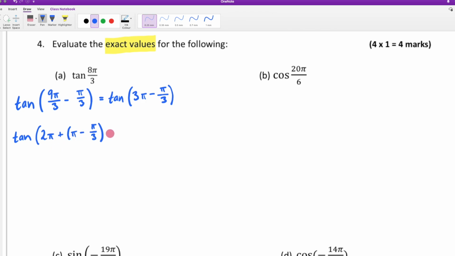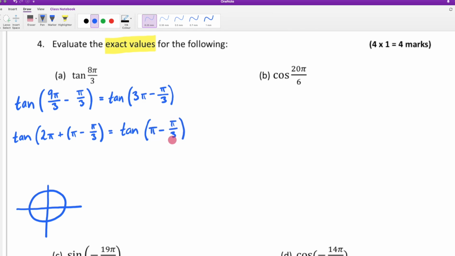The reason why I've done that is so you can appreciate the fact that if I were to have a unit circle, going 2 pi just takes me back to the beginning. Going 2 pi around simply takes me all the way back to the beginning. So I'm starting here and I'm going 2 pi around just like that. So in that case, I can really just ignore this 2 pi. I'm going to have tan of pi minus pi over 3.